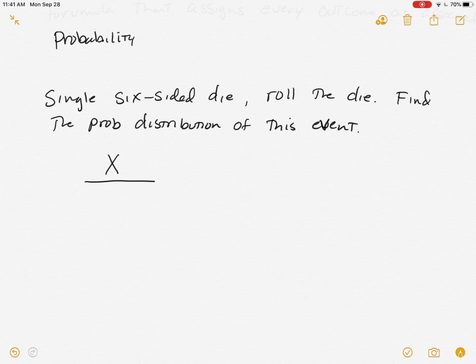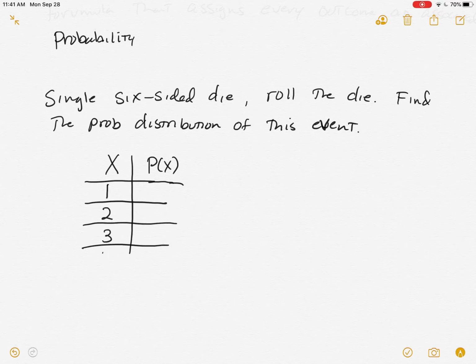X is always going to represent a specific outcome. And what we need to do is for every outcome, right next to it, its associated probability. So think about rolling the die. What are the outcomes that are present, or that could happen? A 1 could come up, a 2 could come up, a 3 could come up, a 4 could come up, a 5 could come up, and a 6 could come up.